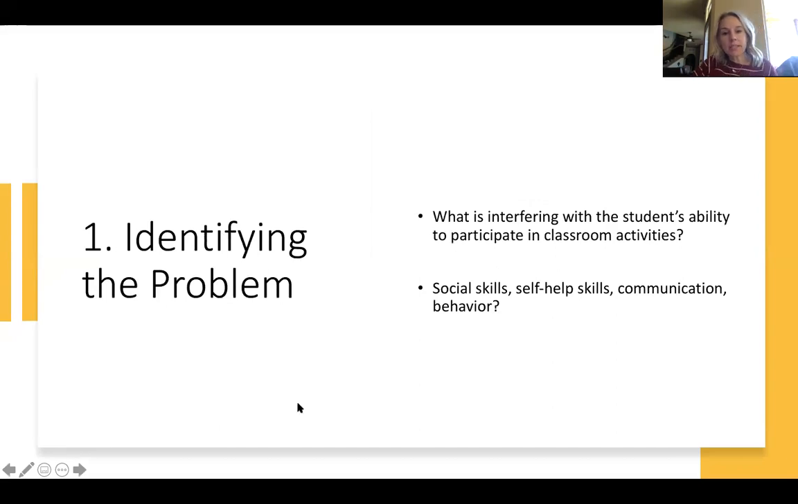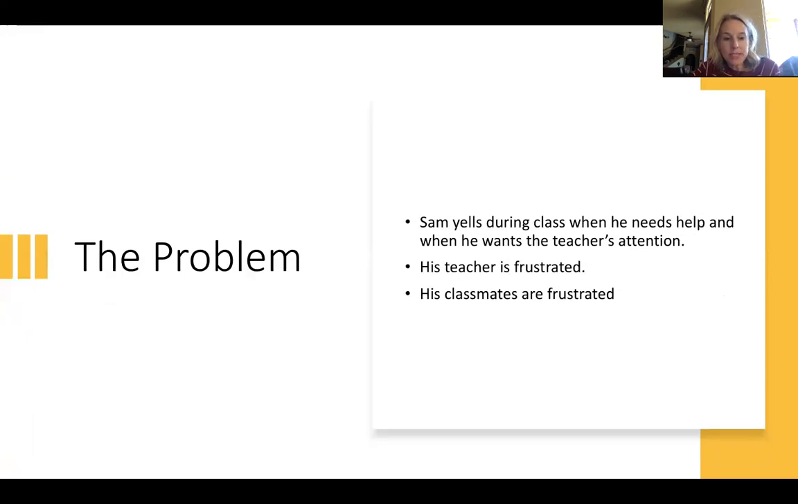So the first part is identifying the problem. Think about what is interfering with a student's ability to participate in classroom activities. What is that problem that you're going to address? Is it social skills? Is it self-help skills? Some kind of communication, behavior? What is the problem that you're going to be addressing? For this example, I'm saying Sam yells during class when he needs help and when he wants the teacher's attention. That's a problem because his teacher's frustrated, his classmates are frustrated, and he doesn't have a way to communicate except for yelling. That's our problem in this situation.